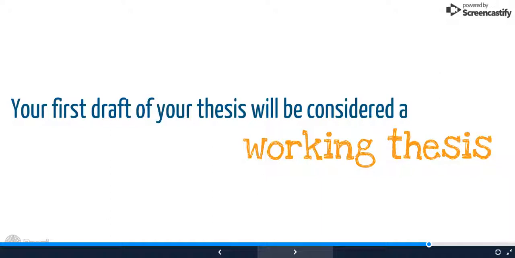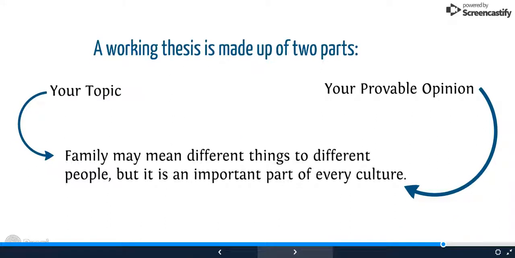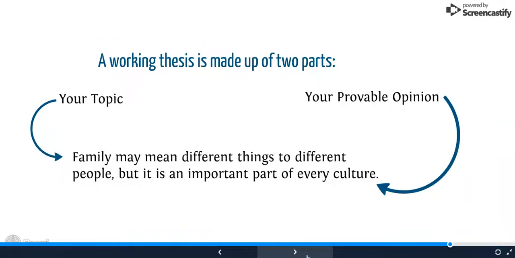Your first draft of your thesis will be considered a working thesis. Some of you were like, hey, is this my thesis statement? I'm like, well, maybe, it may depend on where your research goes. A working thesis is made up of two parts, your topic and your provable opinion. So make sure that that's very clear.